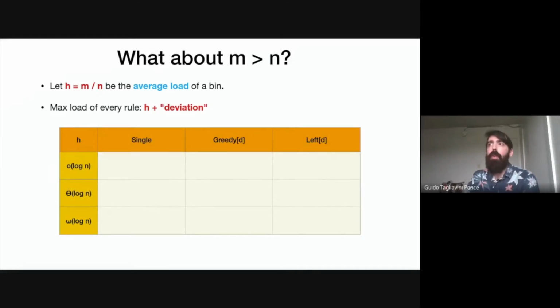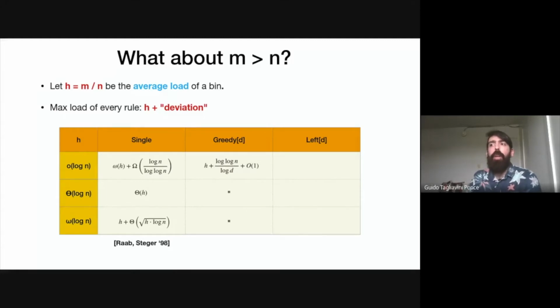And so what are the max loads for these three algorithms? I'm going to divide this table into 3 regimes, depending on h being much lower than log n, roughly log n, or much larger than log n. So Single has these max loads. The important thing here is that in the first two cases, the max load depends asymptotically on h. But in the third one, it's exactly h plus the deviation, right? So the deviation in the third one is really, really small. It's a little-o of h factor. This was shown by Raab and Steger.